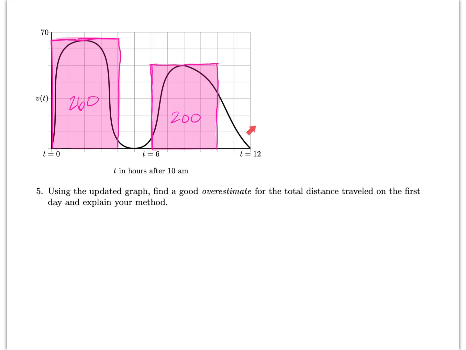Okay, and then I'm going to do two more rectangles on this last bit. I could just do one, but I'm going to do two. So I've got an overestimate here and an overestimate here. And this rectangle is 1 by 30, so that's 30. And this last rectangle looks like it is 1 by maybe 13, so 13. So my overestimate is going to be 260 plus 200 plus 30 plus 13, which is about 505 miles.